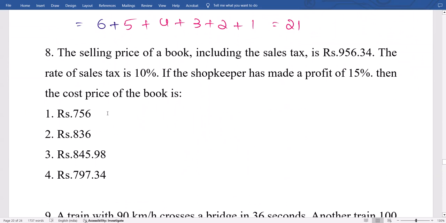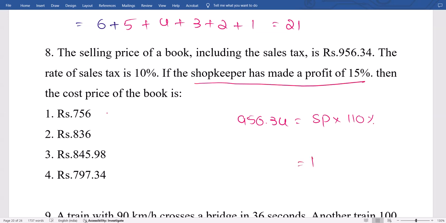Now, the eighth question: the selling price of a book, including the sales tax. 10% is sales tax, okay. Selling price for that, the sales tax is there. So 956.34 is nothing but selling price into 110%. The selling price has a 15% profit, so 115% of cost price. So you have to calculate the cost price here. This is tax, sales tax.